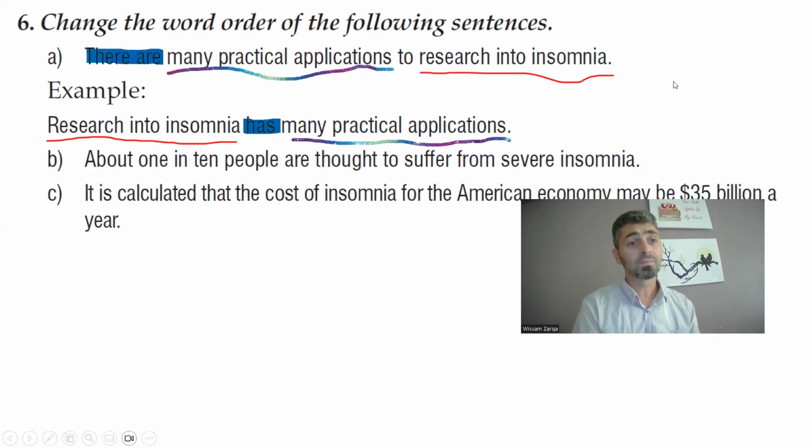And the third technique, change the word order of the following sentence. This is the example. There are many practical applications to research into insomnia. So we can put it this way. Instead of there are, we use the verb has, so we can change the order. Research into insomnia has many practical applications. So the first part became the last part, and the last part became the first. Mainly, we can do that when we use the passive. That will help us a lot. And when we use relative pronouns, they are also very helpful when you want to use this technique.